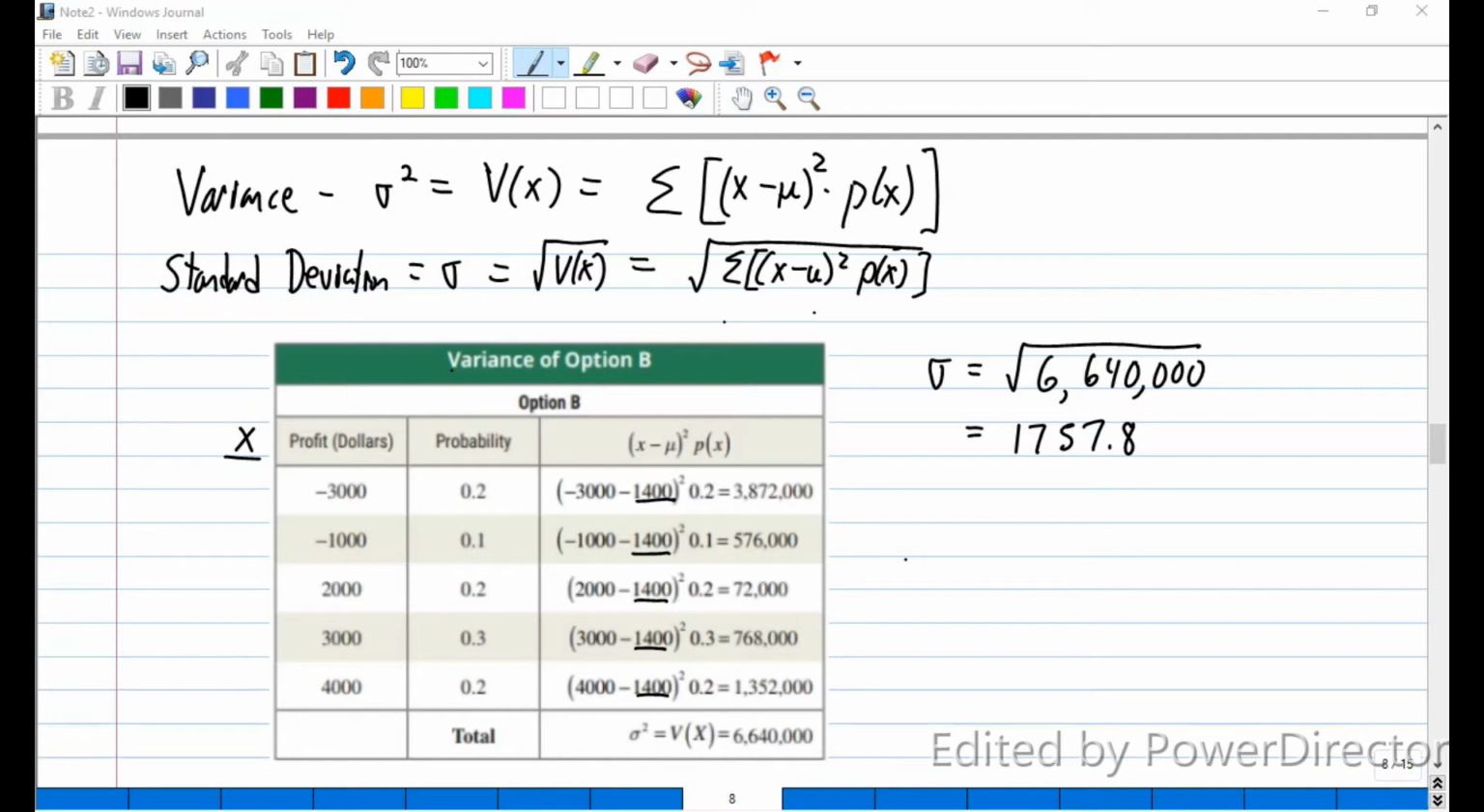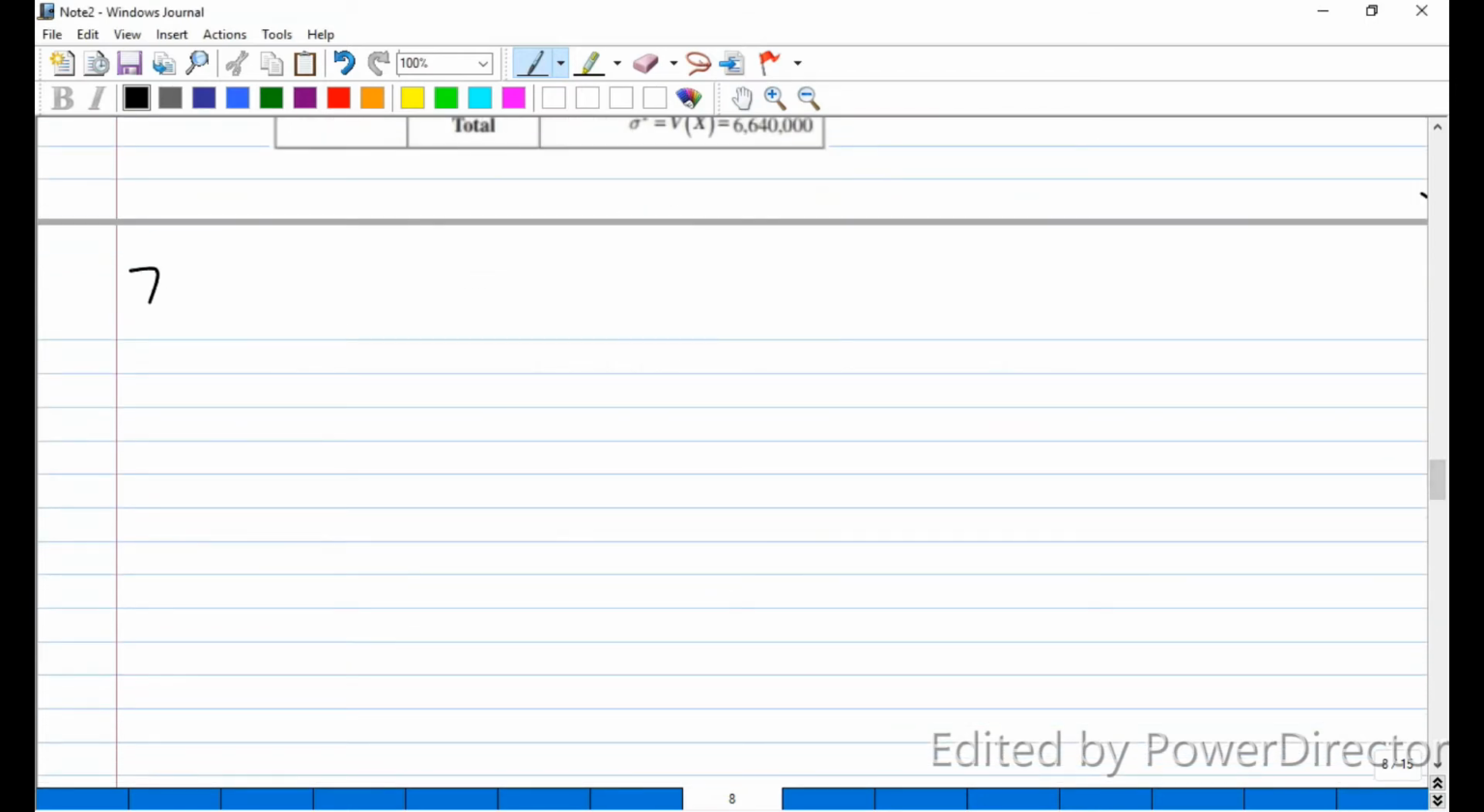All right. Now, what we do in the next section, the next section is 7.3. It's a lot easier. This is one of the easier sections that we cover. The discrete uniform distribution.